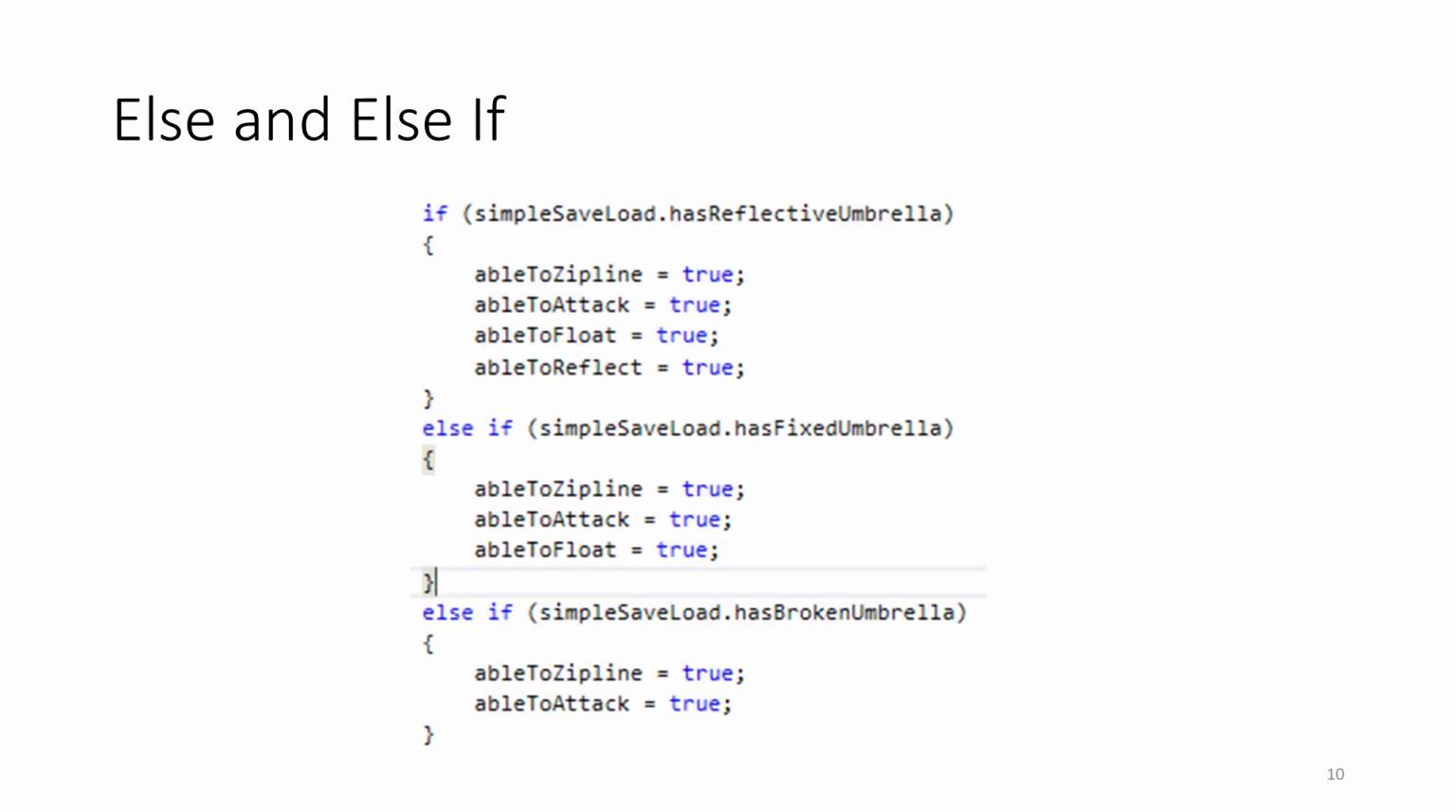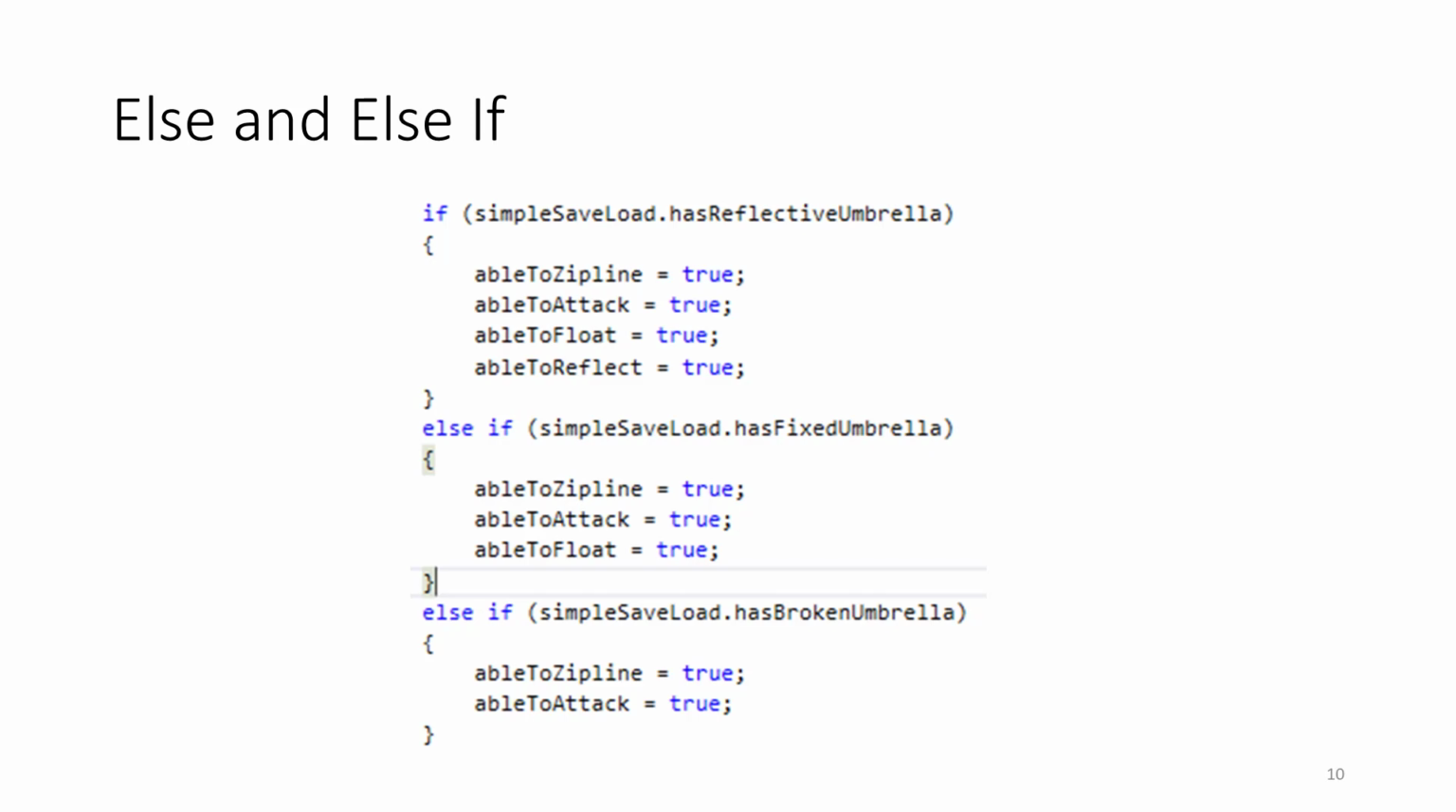In this example, we have an if statement followed by some else ifs. The code inside the conditional parts of this example are basically just Boolean values, meaning they are either true or false. If we had simple save load dot has reflective umbrella set to true, by the time we hit that first if in this example code, then the code block within that if gets executed and the two else ifs are skipped.